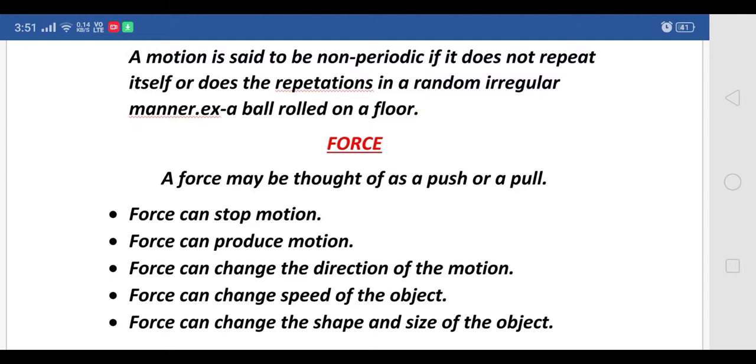When you stretch an elastic, the shape of the elastic is changed. Or when you press a balloon or a soft ball, the shape of the balloon can be changed. So these are the examples of force changing the shape and size of the object.